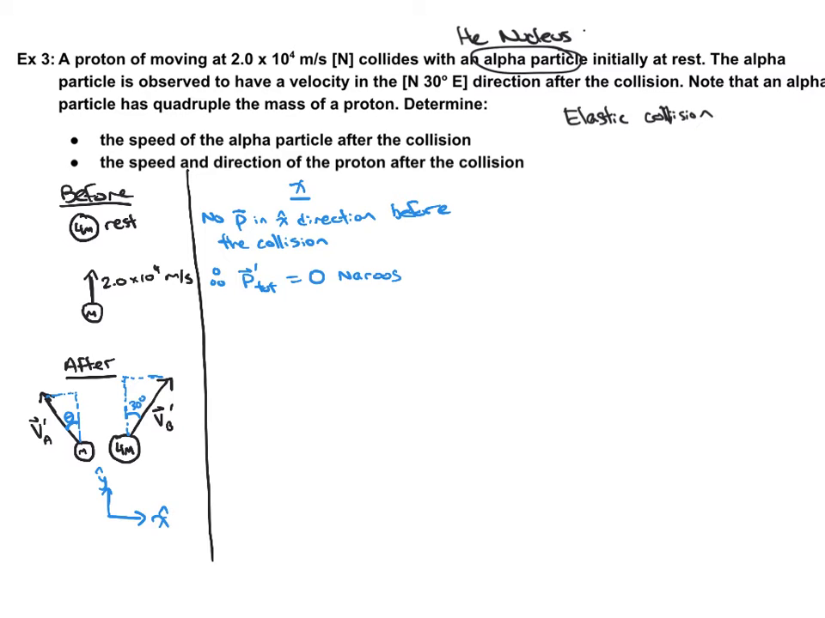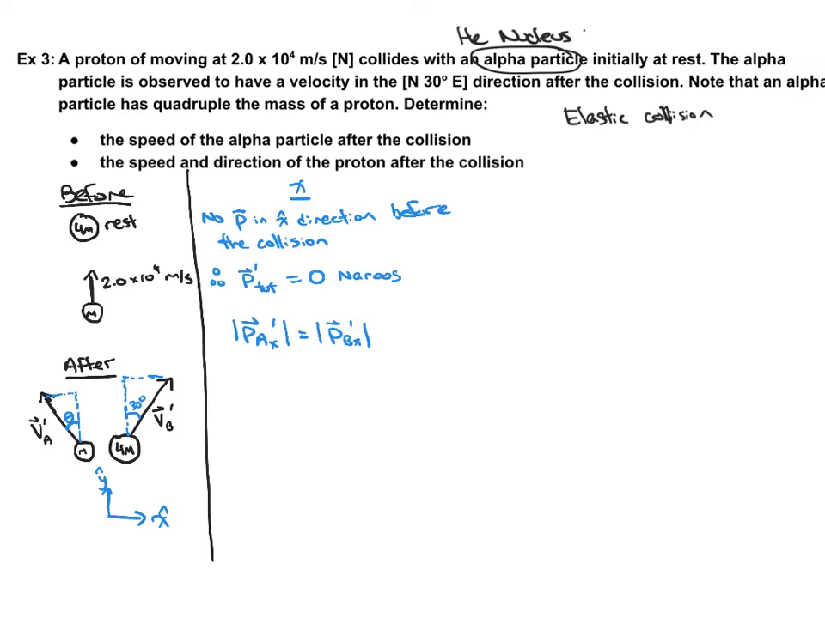So I'm going to write it like this. I'm going to say the magnitude of momentum of particle A in the x direction prime, so after the collision, has to equal the same thing but for particle B prime. They're in opposite directions, so I'm saying their magnitudes have to equal each other.